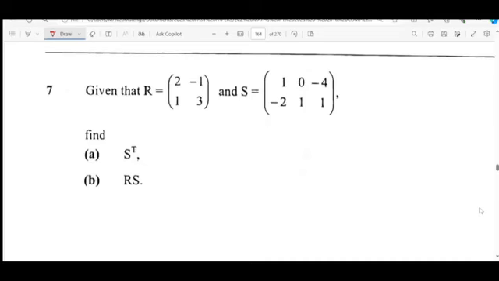The moment you see a T as a power, this is read as find the transpose of matrix S. So how do you find the transpose of the matrix? In this case, the matrix that you have for S is 1, 0, -4, -2, 1, 1. This is matrix S.